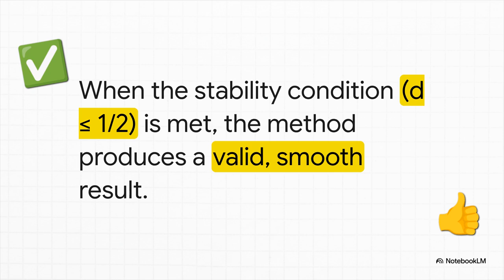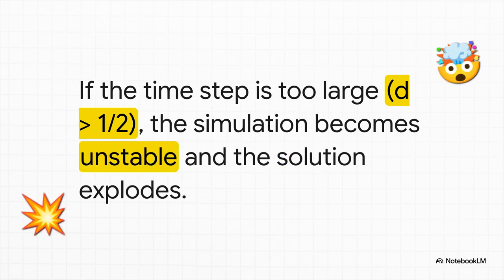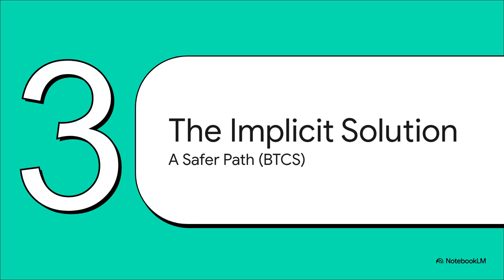It works. But break that rule even by a tiny bit, and this happens. This is the stability trap in action. The solution doesn't just get a little wrong, it completely blows up. The numbers just go haywire, oscillating bigger and bigger until it's all just meaningless noise. Your simulation has crashed, all because your time step was just a fraction too big. So if our fast and easy method is also super fragile, what's the alternative?